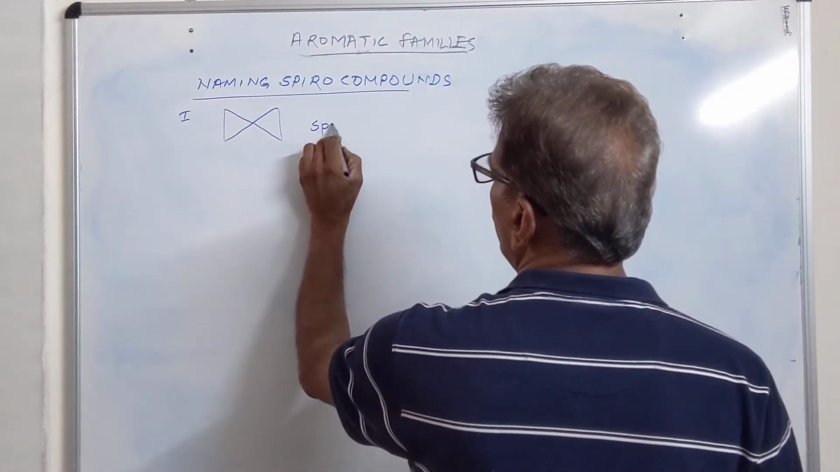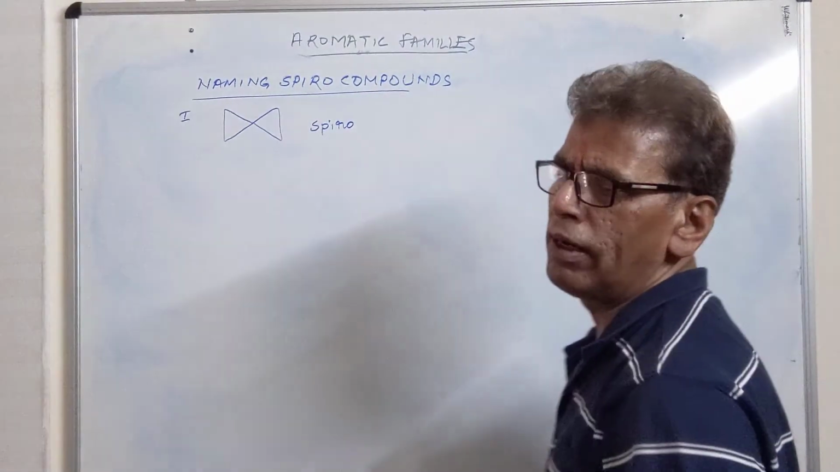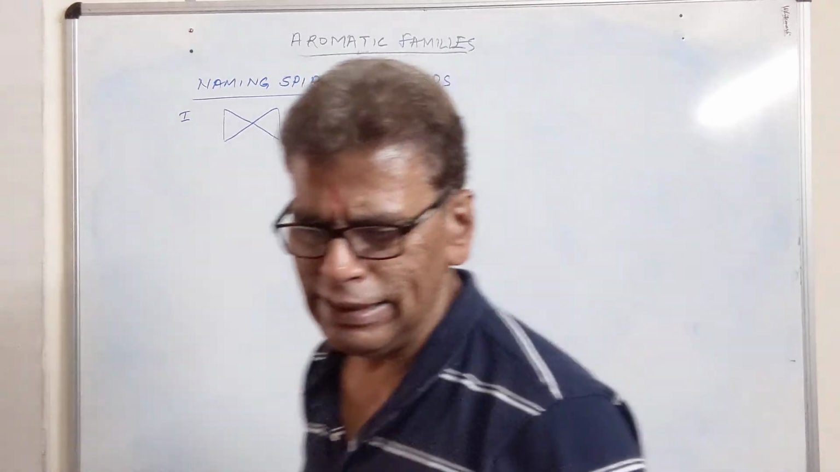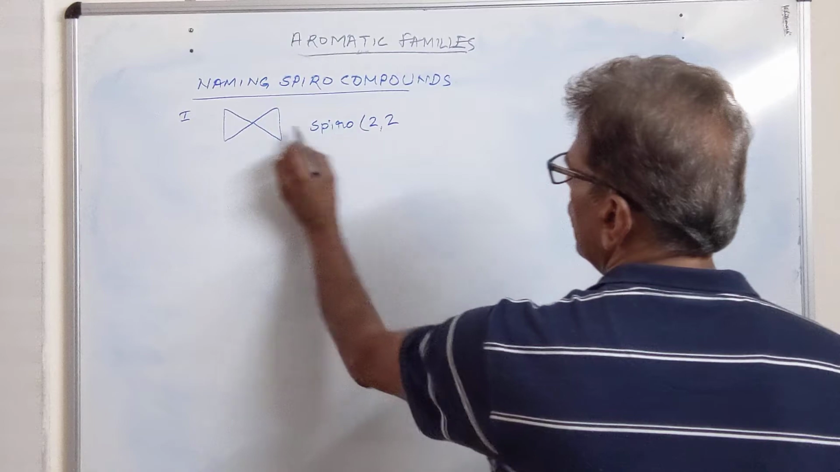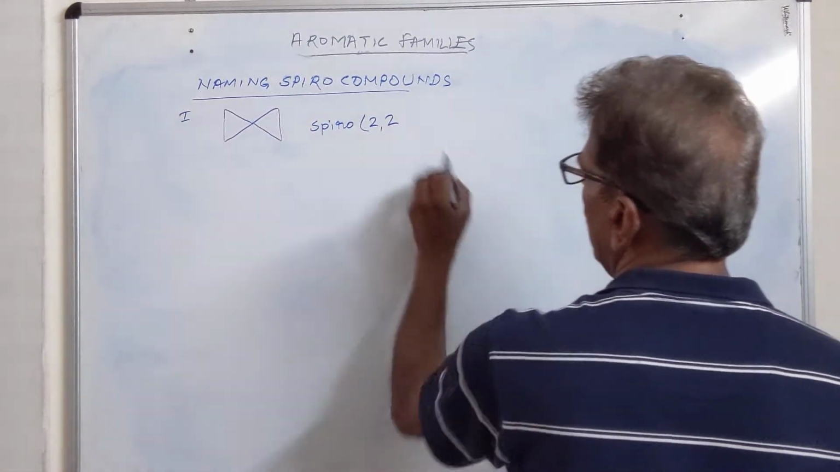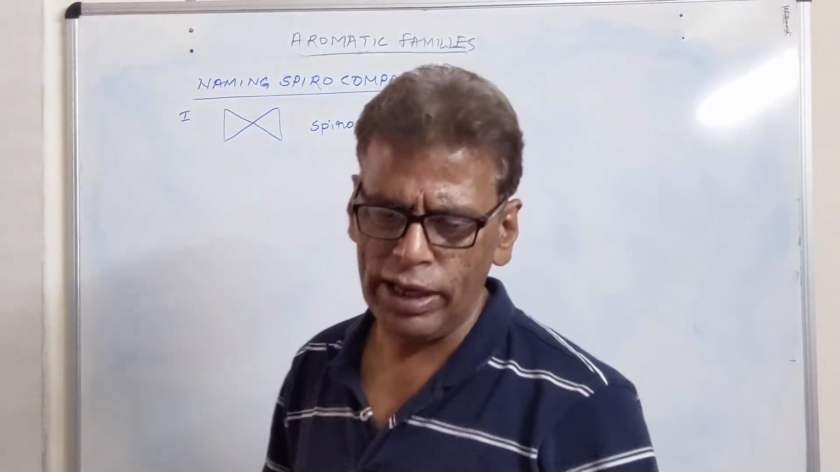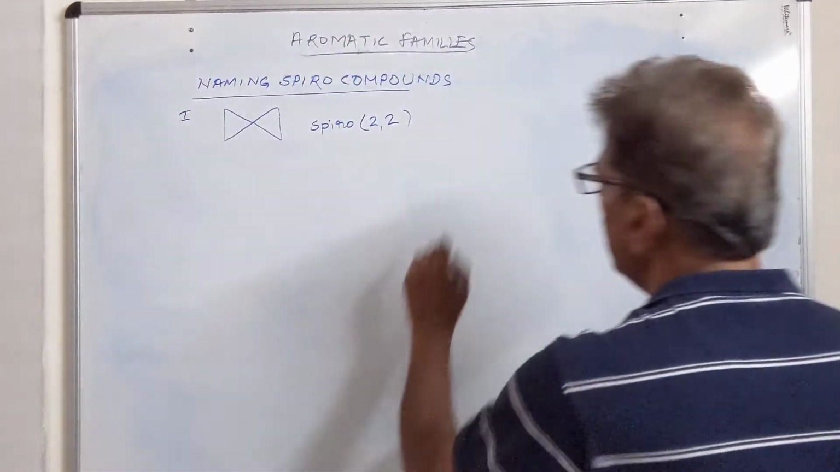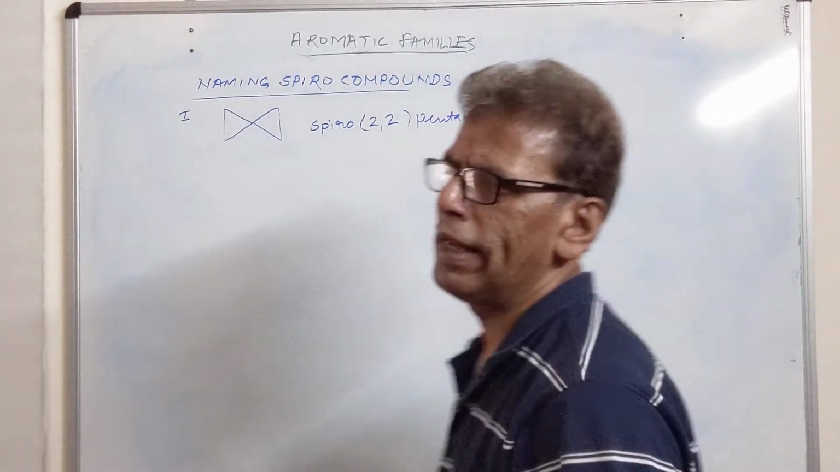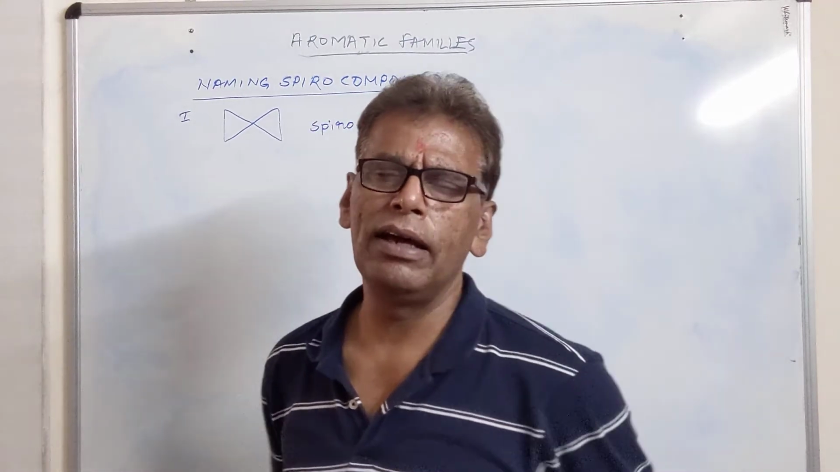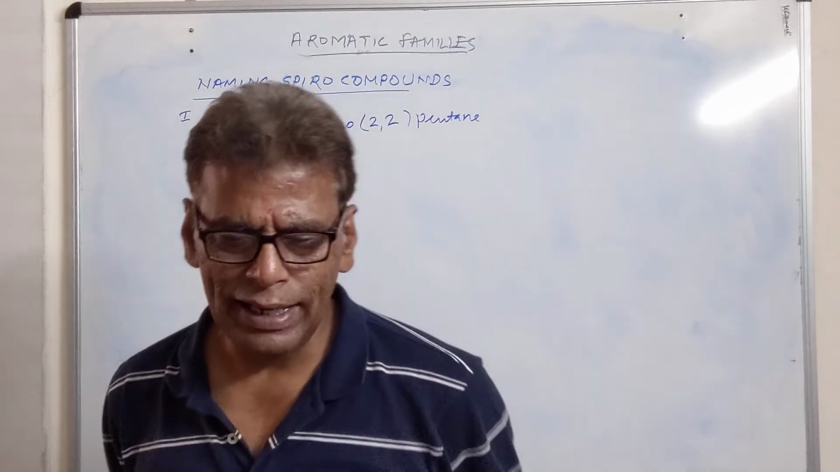This is Spiro, followed by number of carbon in each cycle in increasing order. So this cycle has 2 carbon each, 1 2, 1 2, this is common carbon. So 2 2. Then we will count the total carbon. These are 5 corners, therefore we will write pentane. So before naming this, we will be writing Spiro, as we did in the previous case, where we got the bicyclo word before the bicyclic compound.